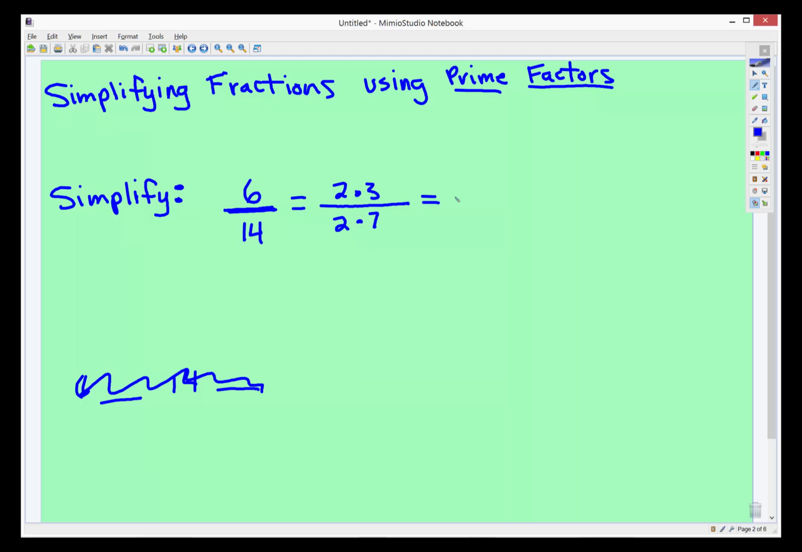Notice that each of these numbers is prime. 2 is a prime number, 3 and 7. When everything is being multiplied, meaning they're all factors, like things can be crossed off. And what do you have left? 3 sevenths. See how quickly that is? So if you have 6 fourteenths, you would just write that as 2 times 3 over 2 times 7, and that gives you 3 sevenths. It's a pretty fast way to reduce fractions.